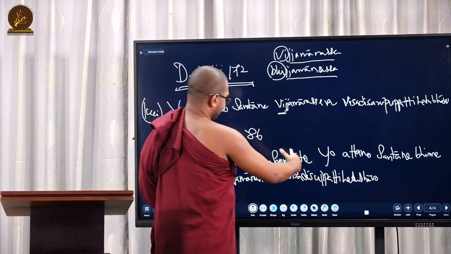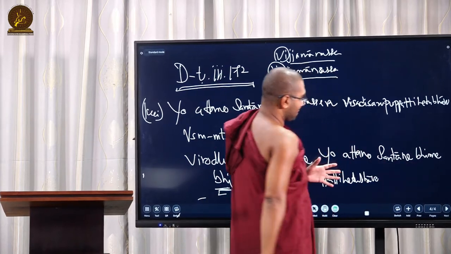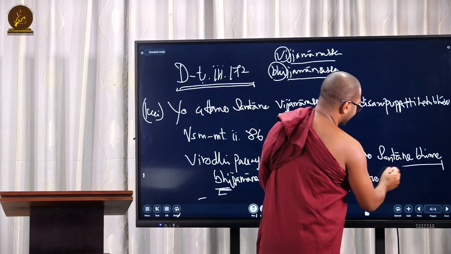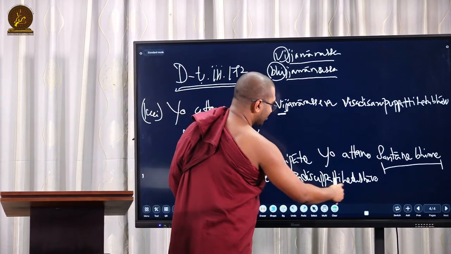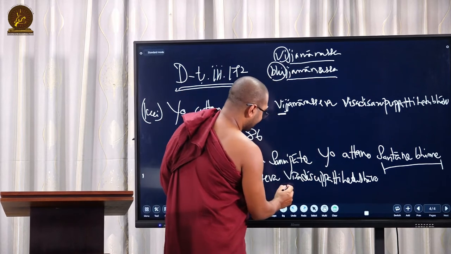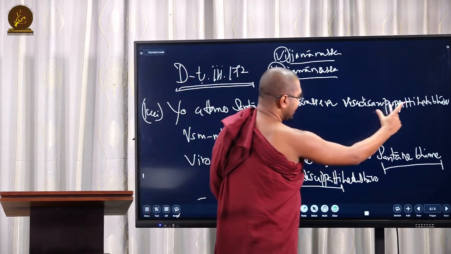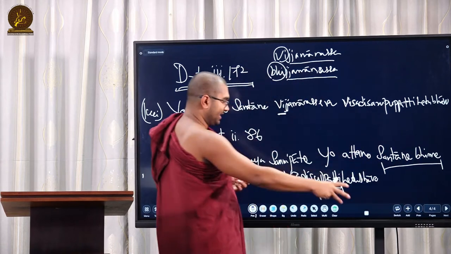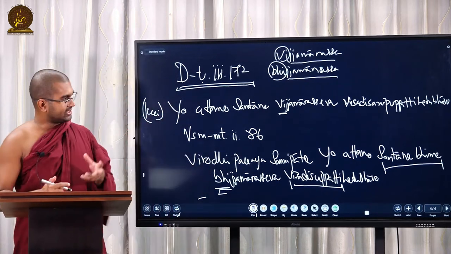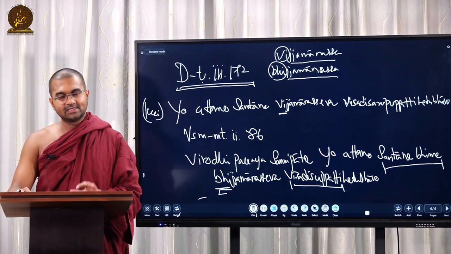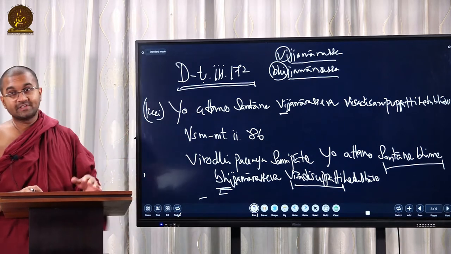Virodhi paccaya sannipate, in the gathering of different opposite conditions, yo attano santane bhinne. Now this is the problem. Attano santane bhinne, so when its own body has been broken, visadisa uppatti hetu bhavo: the arising of different rupas when the reality has passed away, bhijjamanasseva hetu bhavo. It's a very complicated sentence. I cannot come to a conclusion without exactly knowing what is the correct version of this sentence.